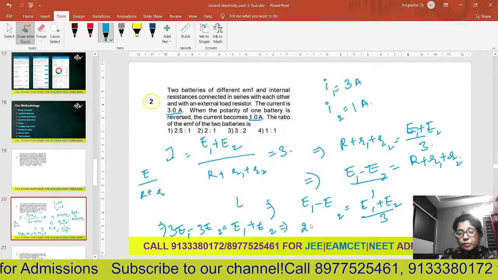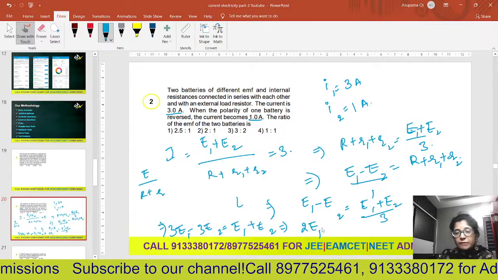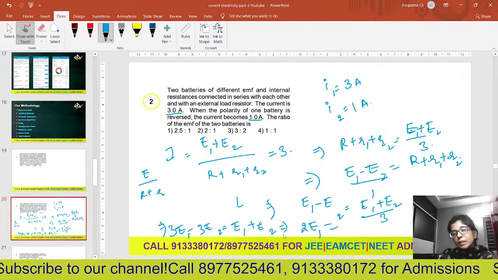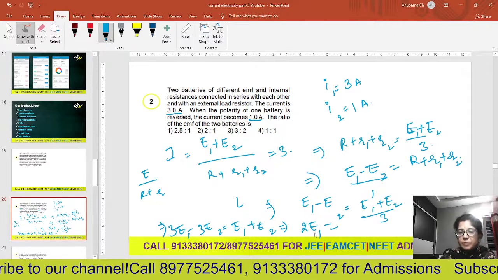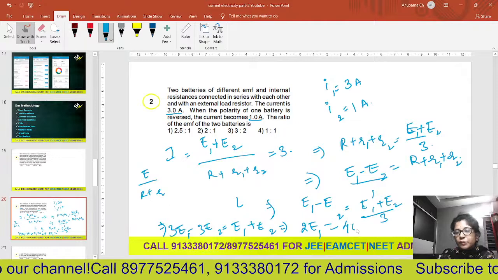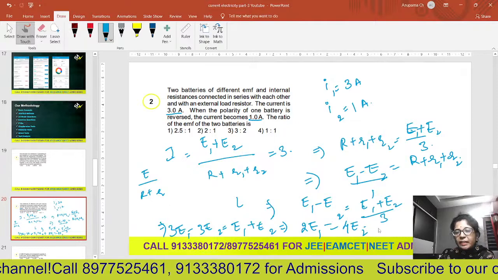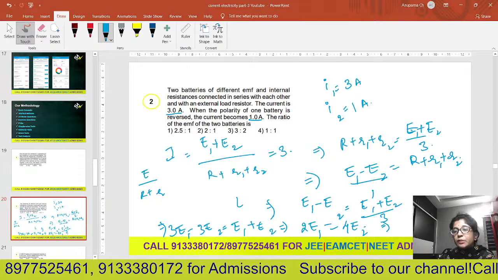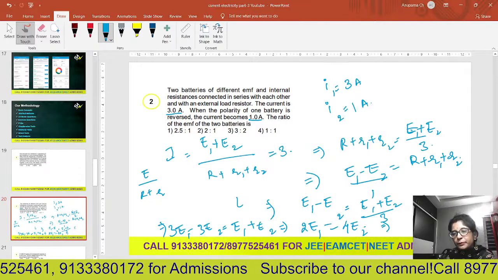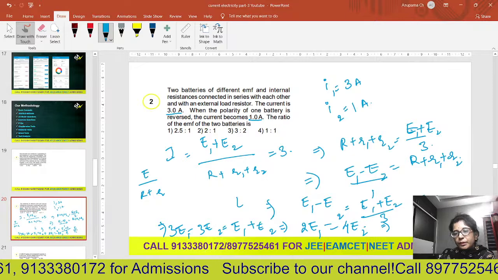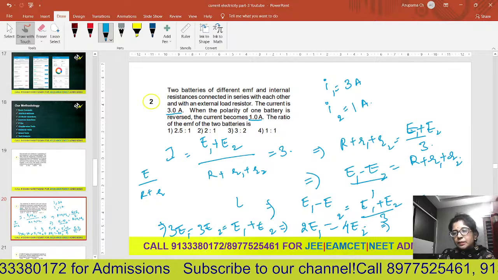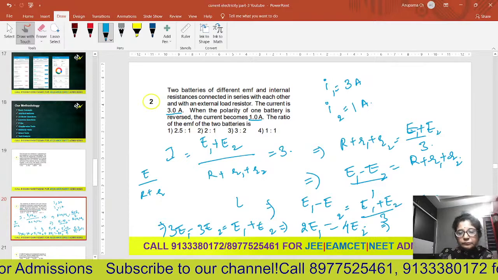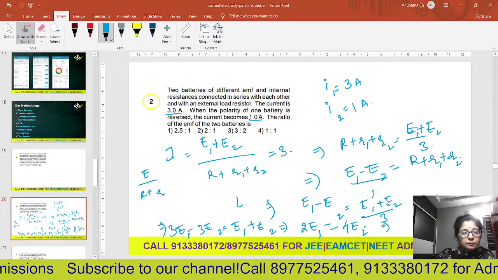So you will get 2E1 is equal to, this 3E2 comes this side, it will become plus, so you will get 4E2. Okay? That means E1 by E2 is equal to 4 by 2. This will be 2:1. This will be the answer. Okay? I hope this is clear.